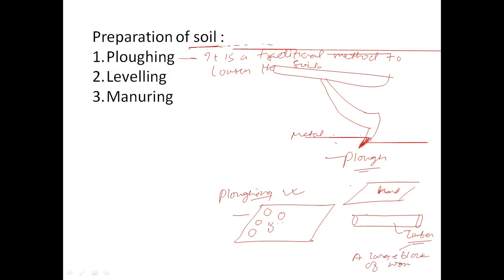So this timber has two ropes attached on its two ends, and it is carried by a buffalo or some animal. It is run across this field, and simply this heavy timber will crush down these bigger chunks of soil. So in this process, the soil gets ripped.